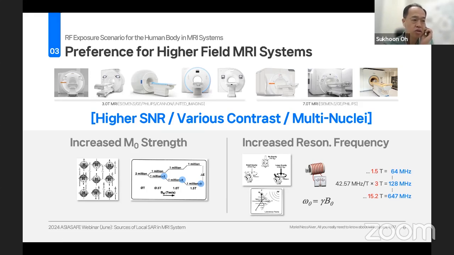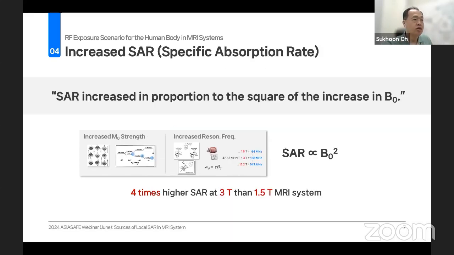What about the condition of human RF exposure? The specific absorption rate, or SAR, increases in proportion to the square of the increase in the main magnetic field strength, B0. For example, the SAR of a 3 Tesla MRI system would be 4 times higher than that of a 1.5 Tesla MRI system, because the magnetic field is twice as strong. Similarly, compared to 1.5 Tesla, the SAR of the 7 Tesla MRI system is expected to be approximately 22 times higher, which is sort of crazy.